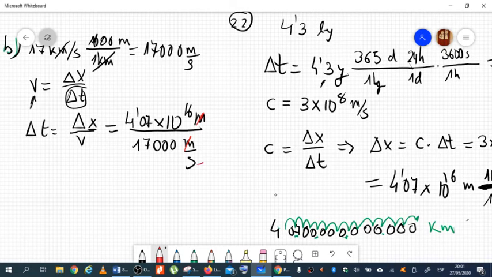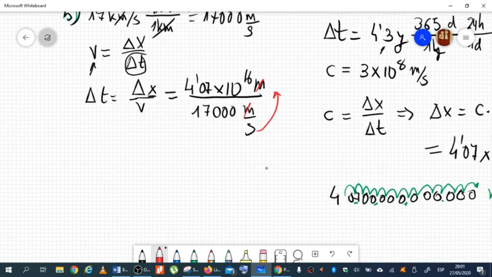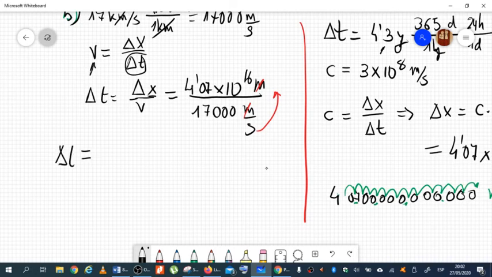Remember, we did it before: the seconds go to the numerator, and we have to do this operation. 4.07 times 10 to the power of 16 meters divided by 17,000 is equal to the time, which is 2.39 times 10 to the power of 12 seconds. All these seconds.